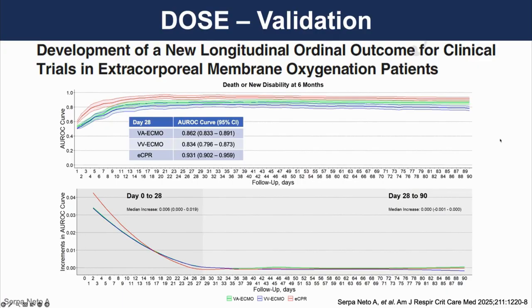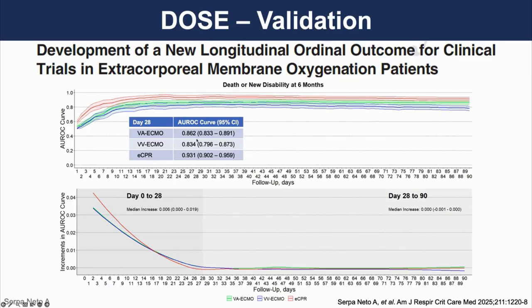So 2 things that we can conclude from this. First is that dose is a very good predictor of death or disability at 6 months. Despite not being assessed at 6 months, it's a very good predictor. So patients with worse dose will have worse outcomes at 6 months. And the second thing is that after day 28, if we continue to measure dose, the gains in terms of prediction are basically negligible. So you can probably stop at day 28.